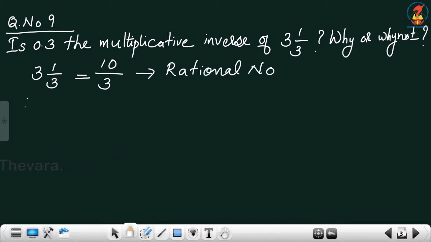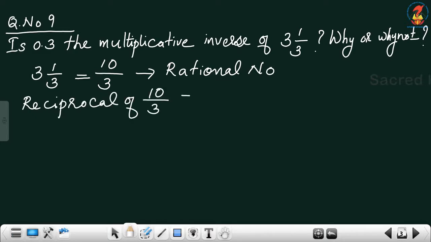Then what is the reciprocal of 10 by 3? Reciprocal of 10 by 3, or multiplicative inverse of 10 by 3, is equal to 3 by 10. Then what is 3 by 10 in decimal form? If you represent the fraction 3 by 10 in decimal form, what is the answer? 0.3. Therefore, what we can say? Yes.